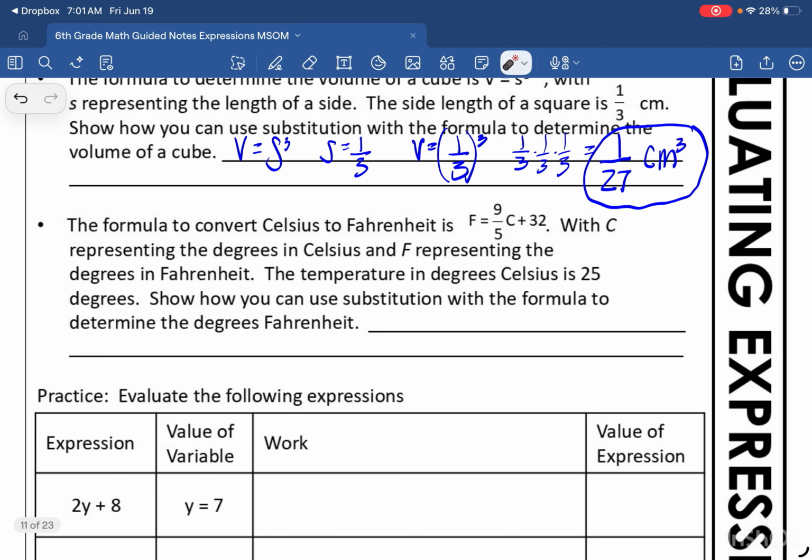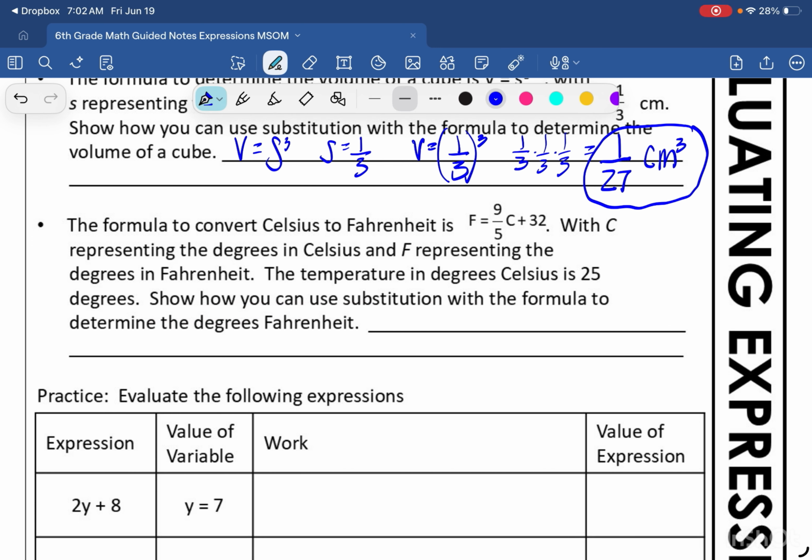The formula to convert Celsius to Fahrenheit is F equals 9/5 C plus 32, with C representing the degrees in Celsius and F representing the degrees in Fahrenheit. The temperature in degrees Celsius is 25 degrees. Show how you can use substitution with the formula to determine the degrees Fahrenheit.